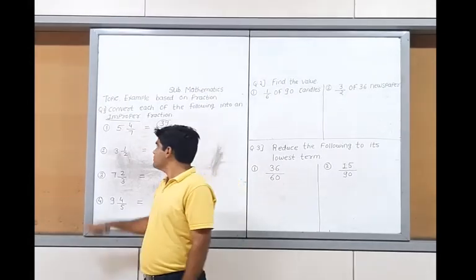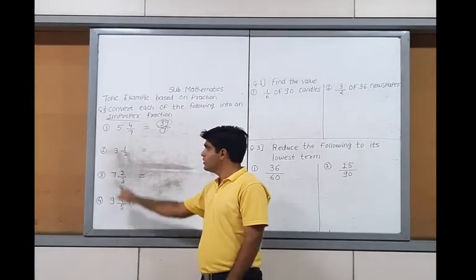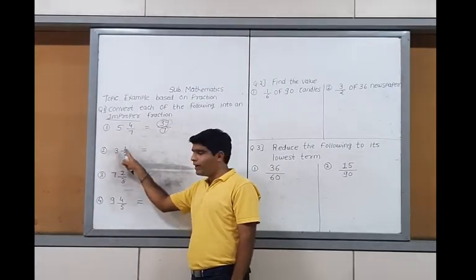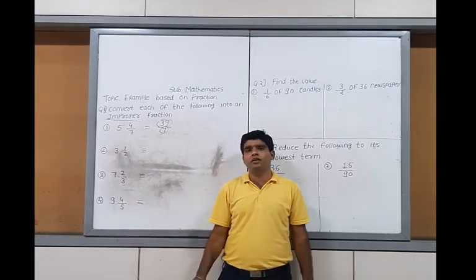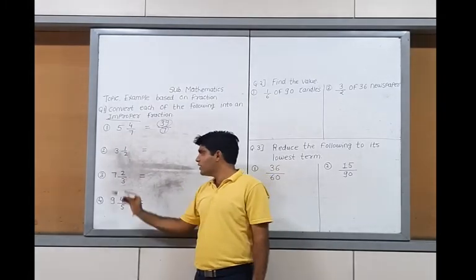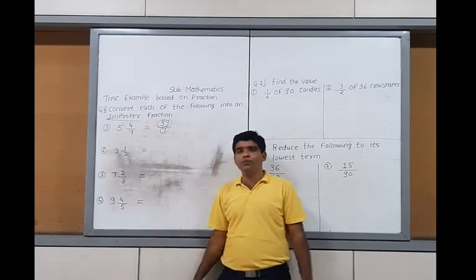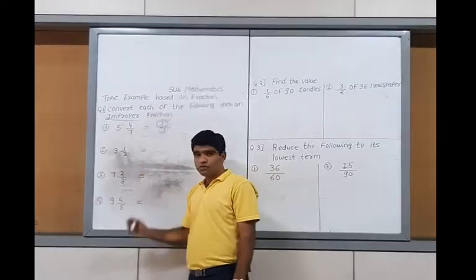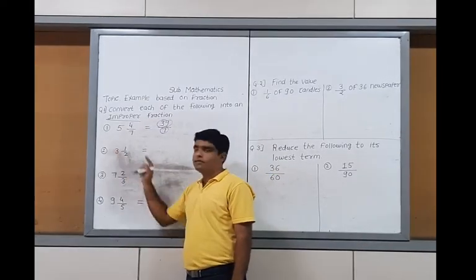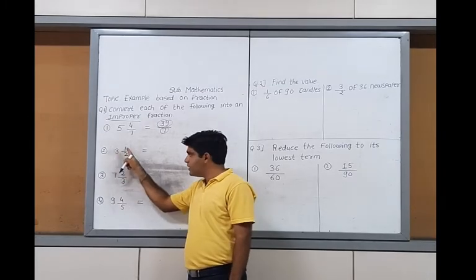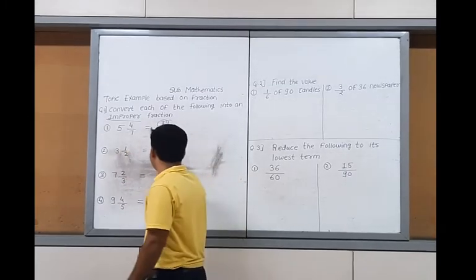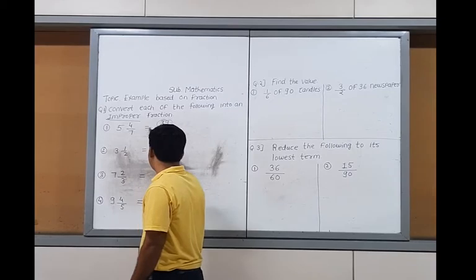Okay. Next, 3 into 1 upon 2. Now see, this is our 3 into 1 upon 2. Now you have to solve it. 2 threes are 6, 6 plus 1 is 7. You have to write down 7 upon 2.